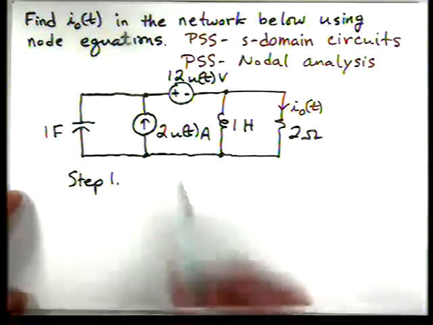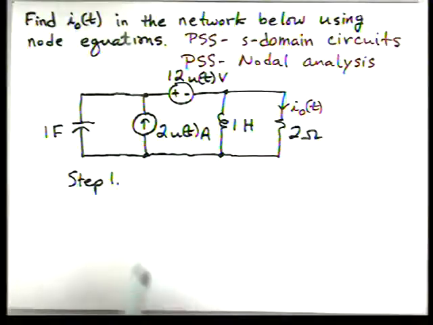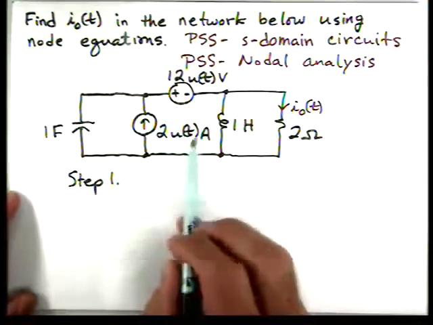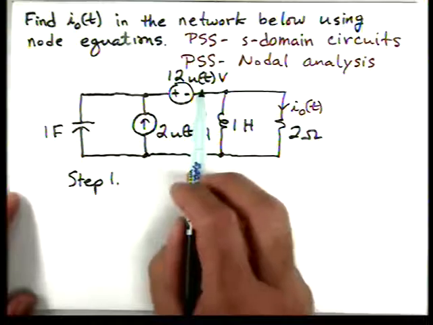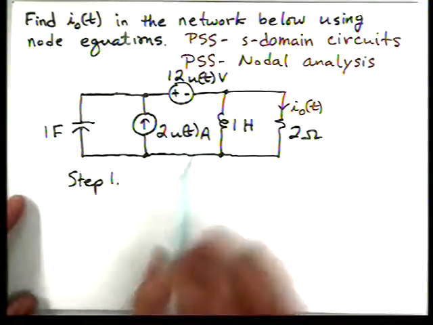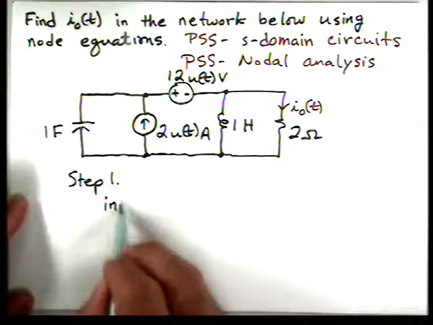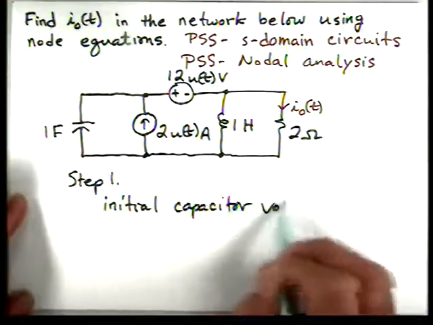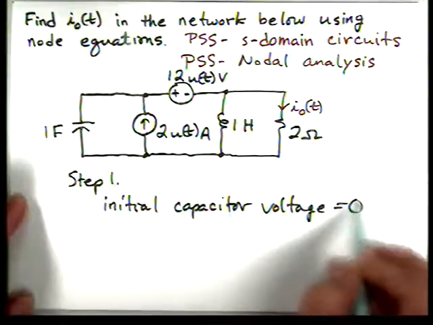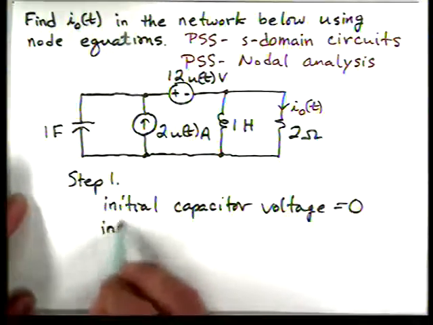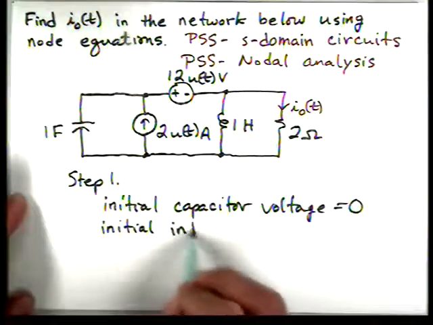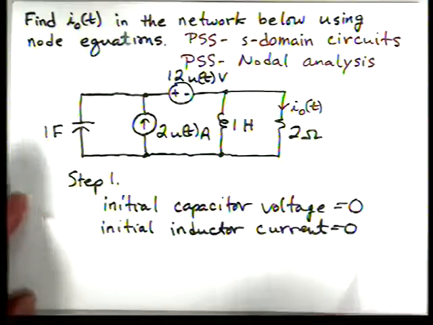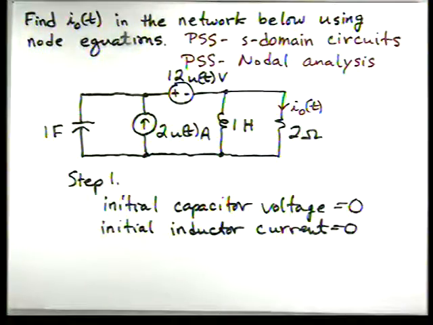And if I look at my circuit, I notice this source is 2u of t, so it's not turned on for t less than 0, and this one's 12u of t, so it's not turned on for t less than 0. So from that we can conclude that the initial capacitor voltage is 0 and the initial inductor current is 0. So both of those initial conditions are 0.